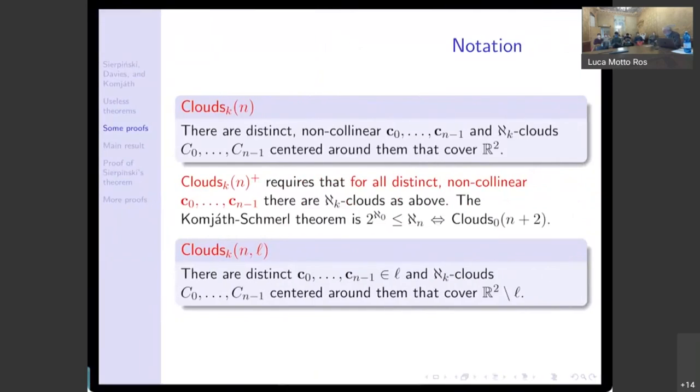Sorry, one more thing. If you give me a line, this one says that there are centers on this line and clouds with these properties which cover the plane. Now the plus version is defined accordingly, but you choose distinct centers on the line, not just some endpoints.